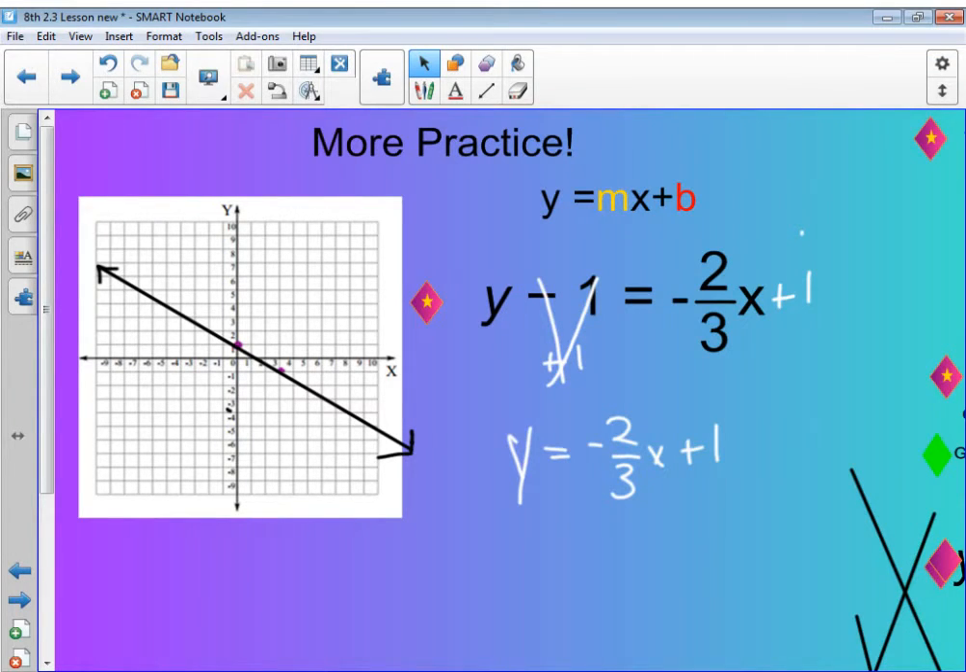So you should have gotten y equals negative 2/3 x plus 1, and then your graph should look something similar to this.